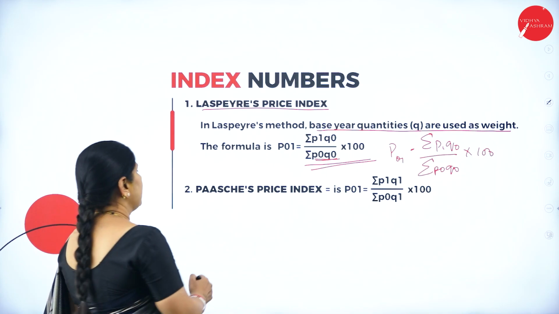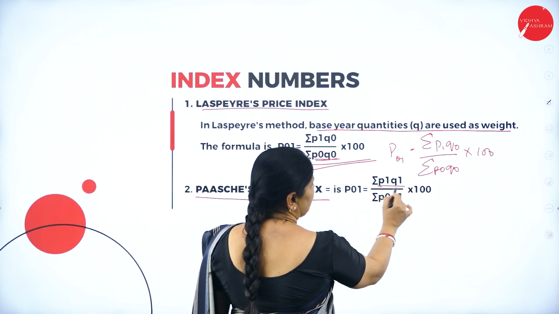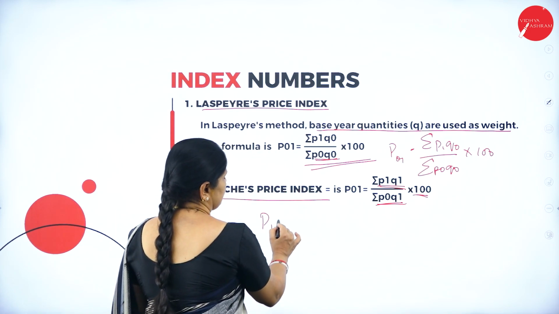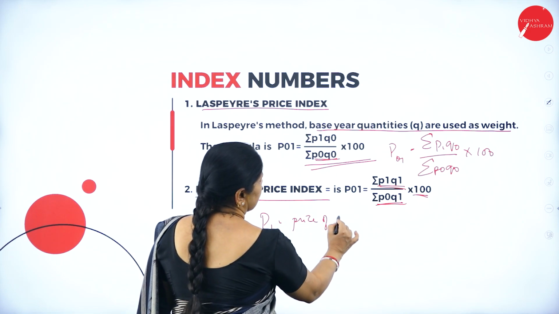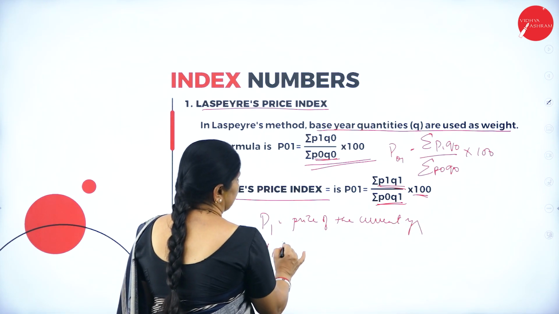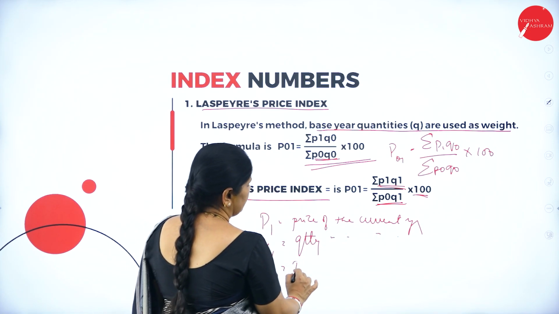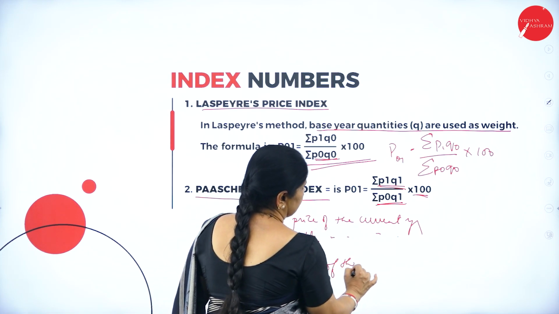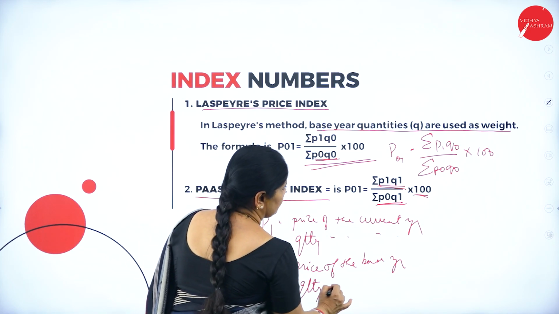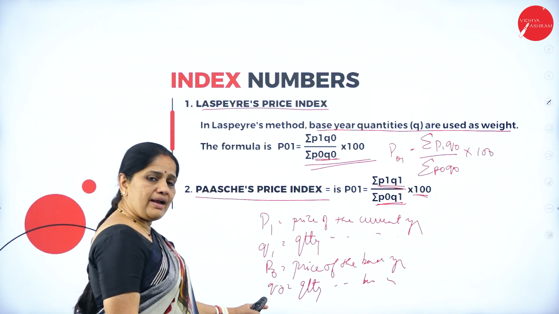Now the second one is the Paasche price index. It is P01 equals sigma P1 Q1 by sigma P0 Q1, into 100. Here P1 is the price in the current year, and Q1 is the quantity of the current year. P0 will be the price of the base year, and Q0 will be the quantity of the base year. So we know what is P1, we know Q1, we know P0, and we know Q0.